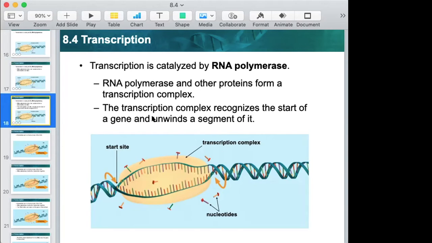So RNA polymerase only goes through one gene. It just goes through 100 to 1,000 nucleotides long and stops with one gene. So this complex recognizes the start of a gene and unwinds only the gene in the DNA. It just goes through one segment of the DNA where the gene is, and it stops after that.